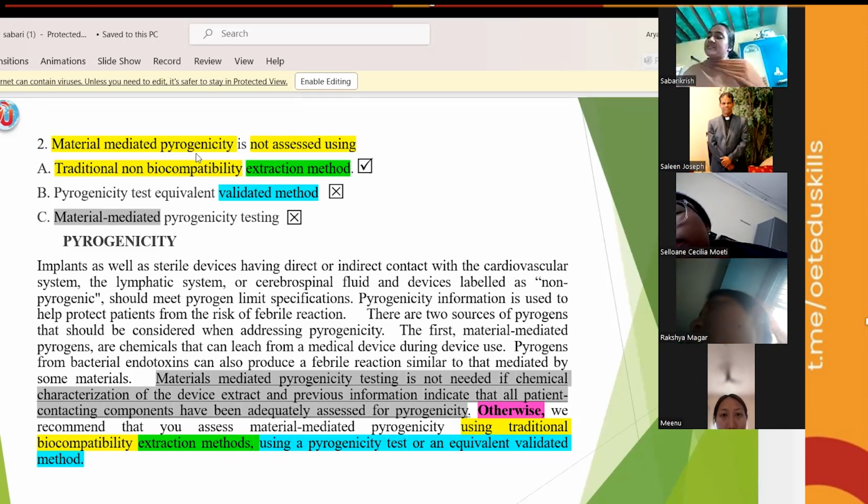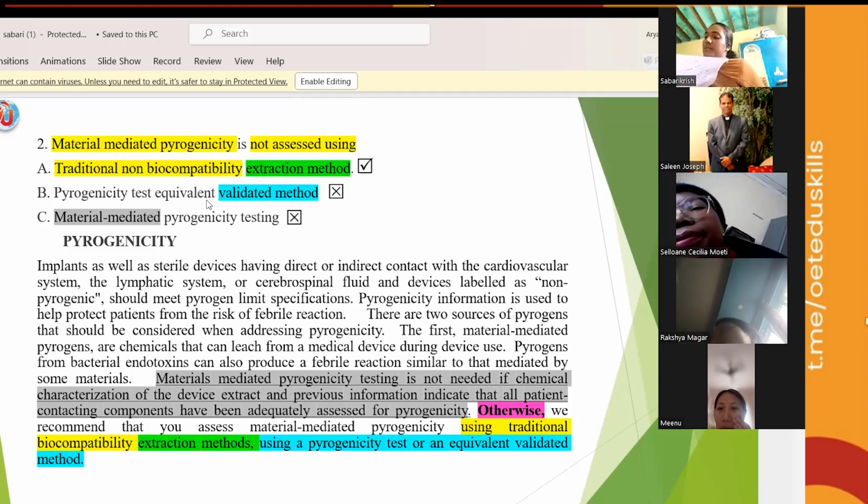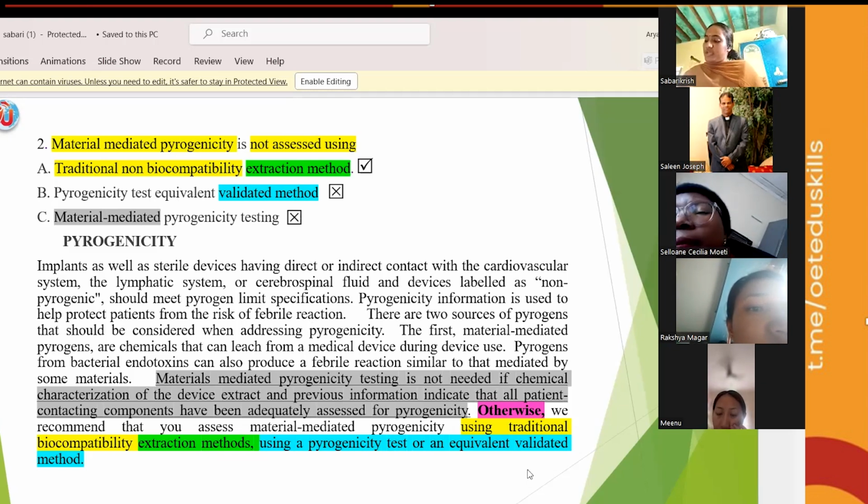In the text, after the word 'otherwise', the name material mediated pyrogenicity testing is given, using traditional biocompatibility, then using a pyrogenicity test or equivalent validated method. In answer option B, using a pyrogenicity test or equivalent validated method. The question is asking what is not used, but this test is used. So this is not the answer, and we eliminate it.